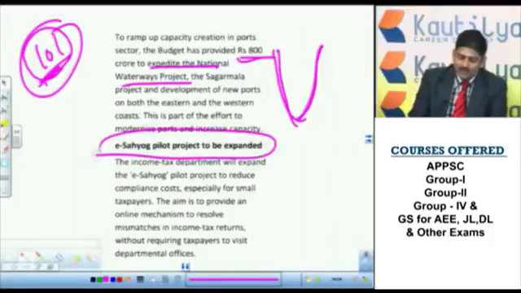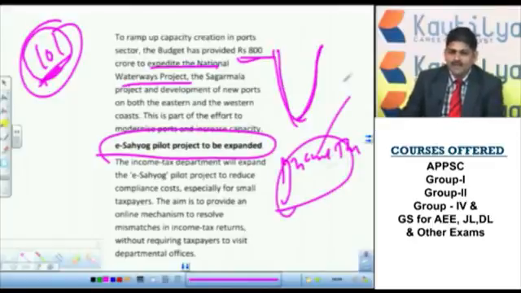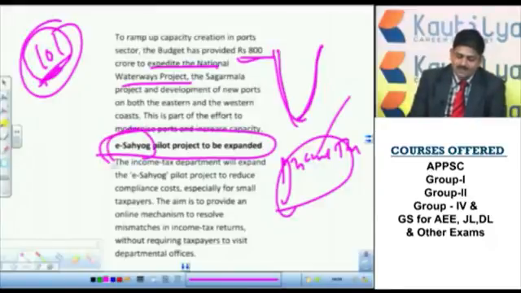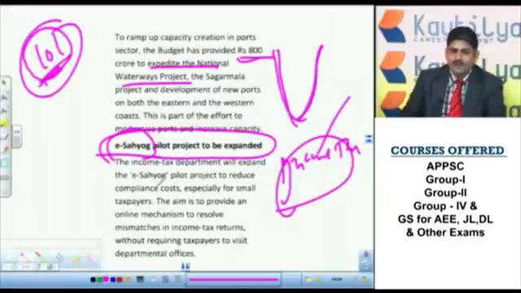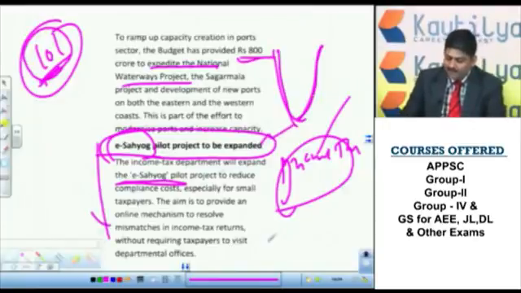E-Sahyog pilot project, as I said, is about filing income tax. Suppose an employee wants to pay income tax; the process itself is very difficult. In order to simplify this and reduce the burden on the payer, this scheme was introduced so that the person can directly pay taxes in online format. For this, last year itself the government started the E-Sahyog project. Now it will be expanded to many areas.